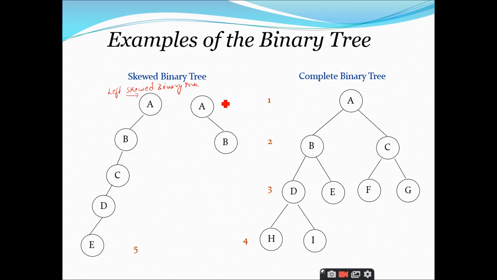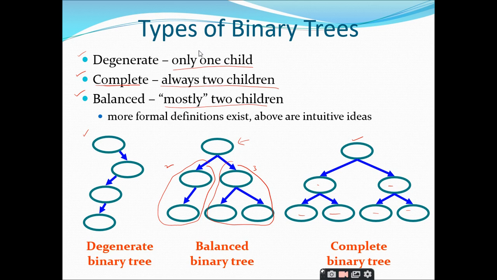And the other category we have is the right skewed binary tree. A right skewed binary tree means every node in the binary tree will have only the right child except the leaf node. Such trees are called right skewed binary trees. So there is a difference between the skewed binary tree and the degenerate tree which we have seen earlier. In the degenerate tree we are not putting any restriction on whether it has the left or right child. We are putting a restriction that every node should have one child. You can place it as the left child or the right child.